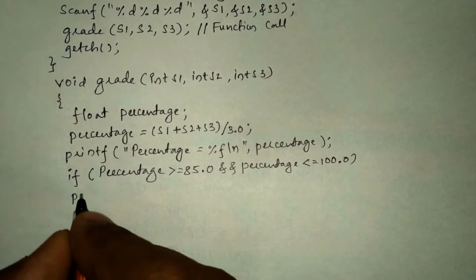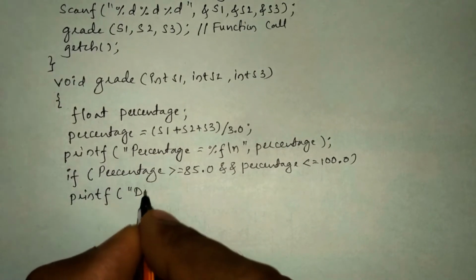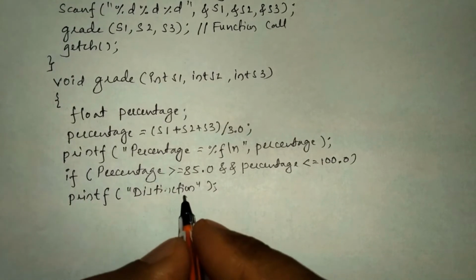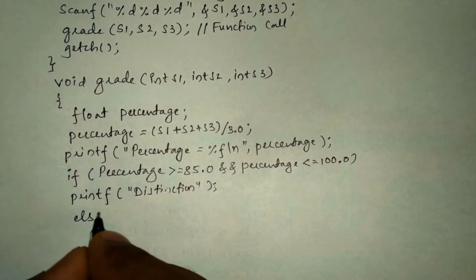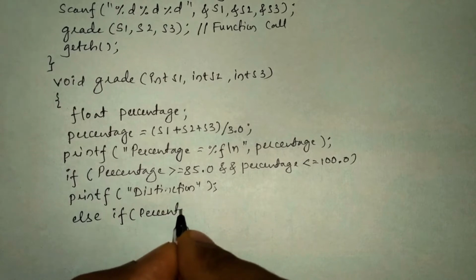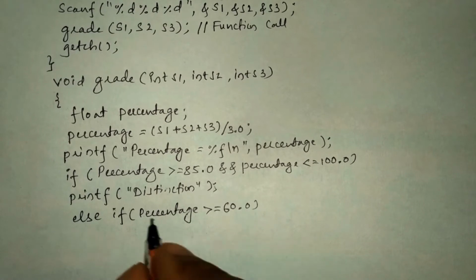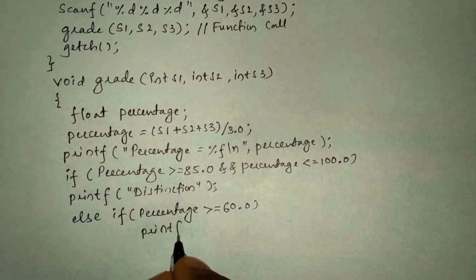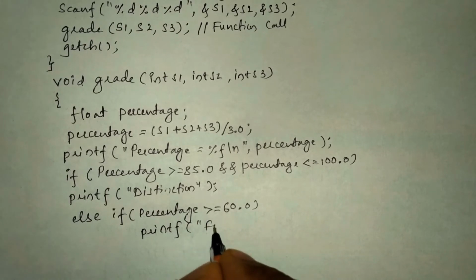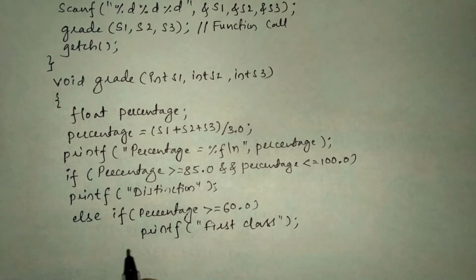Now if this is true, then I'm going to write printf, and in a double quotation mark I'm going to write distinction, end the double quotation mark and put semicolon, and we are going to check the next condition, else if percentage is greater than or equal to 60.0, then I'm going to write printf statement. It should display first class. Here in a double quotation mark I'm going to write first class, end the double quotation mark and put semicolon.